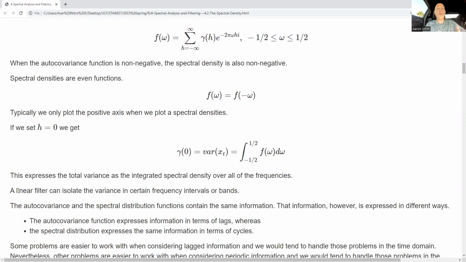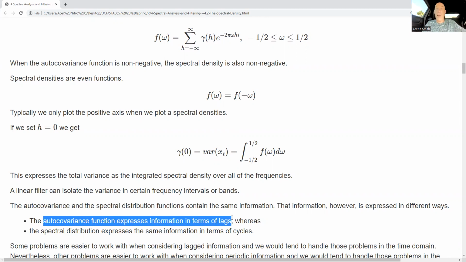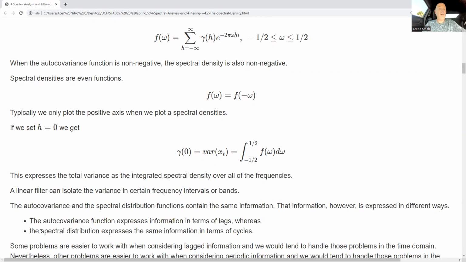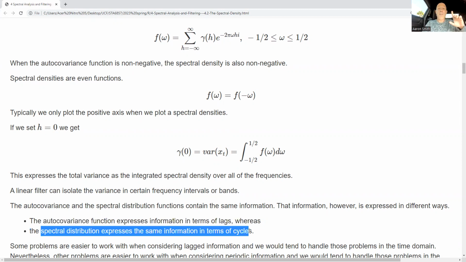Now, a linear filter can isolate the variance in certain frequency intervals or bands. And so really, the true punchline of this video is that autocovariances express the information of the time series in terms of lags, while spectral densities express the same information, but in terms of cycles. So if lags are easier, autocovariance. If cycles are easier, spectral density. I get to pick and choose. I get to pick the way to solve the problem, whichever is easiest for me.